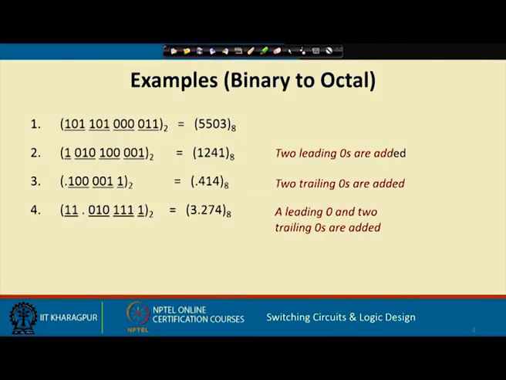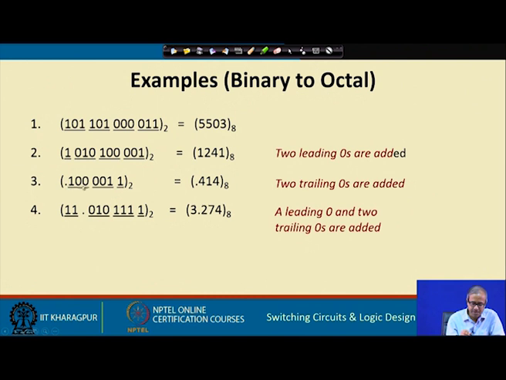Let us take another example where you can count 10 digits. Again scan from right to left: 100 is 4, 010 is 2, and you have a single 1 left. You add 2 zeros in the beginning, it becomes 001, which is 1. This 8 indicates octal. So for this case 2 leading zeros are added.